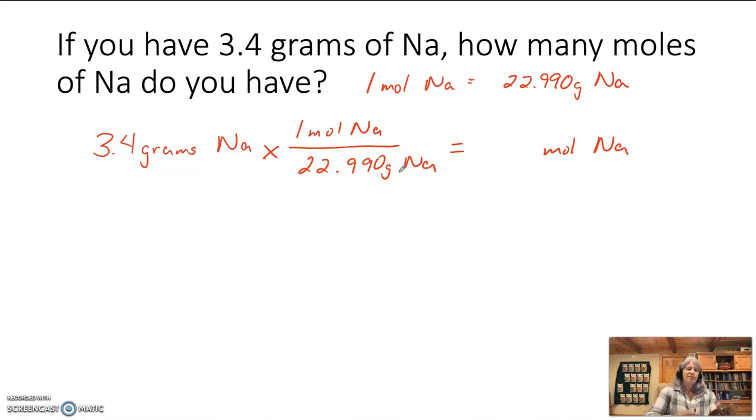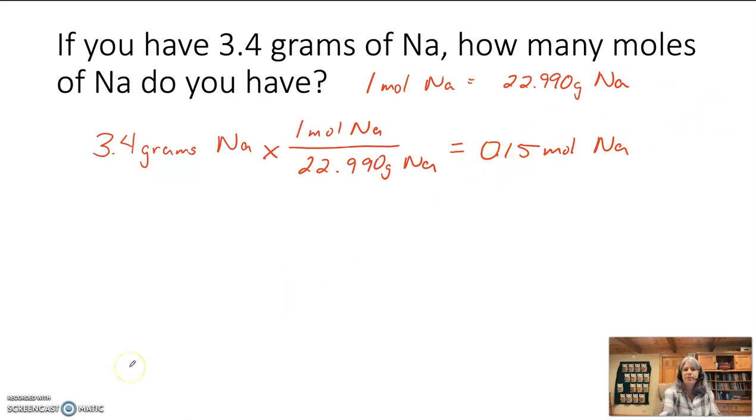So now we can do our math. We can get out our calculator. And we have 3.4 divided by 22.99. That's going to be 0.15 moles of sodium. So again, ask yourself, does it make sense? Sometimes, just to check yourself, you can say, okay, if I have 3.4 grams of sodium, do I have less than 1 mole or do I have more than 1 mole? Well, if 1 mole is 23 grams, then you have 3.4, you have less than 1 mole. So your answer better be less than 1 mole, 0.15 moles.